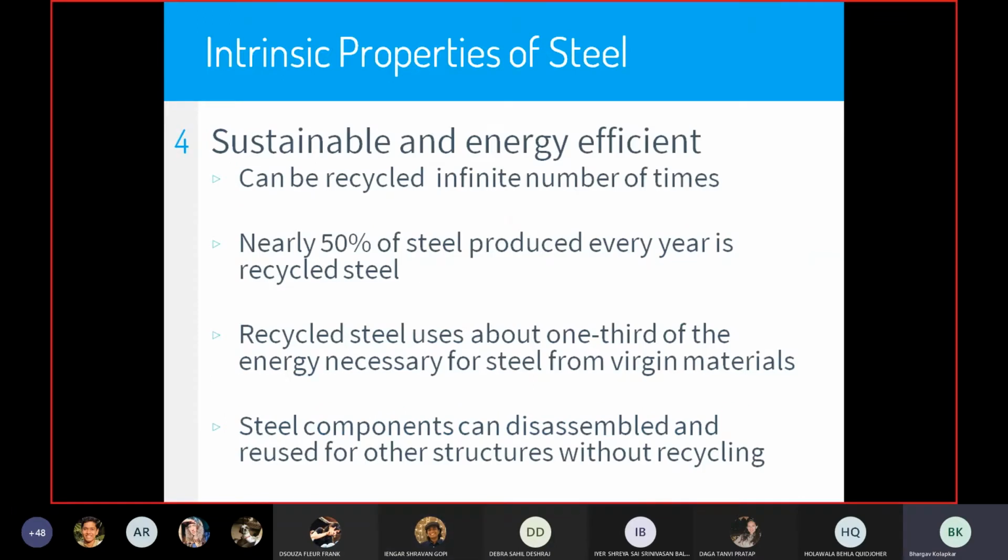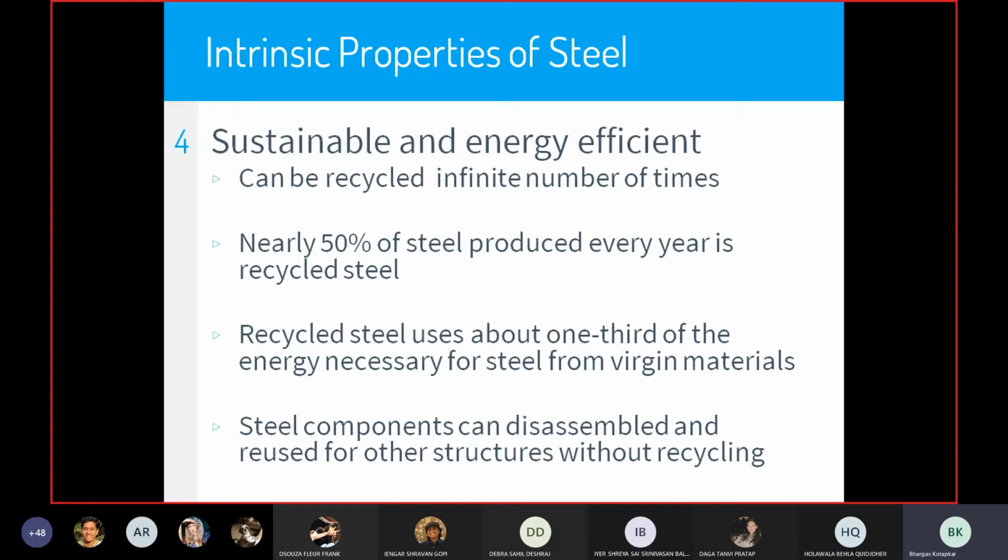Another important property is that it is sustainable and energy efficient because it can be recycled an infinite number of times, I mean, not practically but theoretically, and that is what is actually done. Nearly 50% of the steel that is produced every year is recycled. Now, what difference does it make if the steel is from new or virgin materials or recycled? If it is recycled, then it uses about 1/3 of the energy that is necessary for steel from virgin materials. So basically you're using less energy for producing the same component, and hence a lesser amount of energy is going into that building. Therefore, in those terms, it is very sustainable and energy efficient.